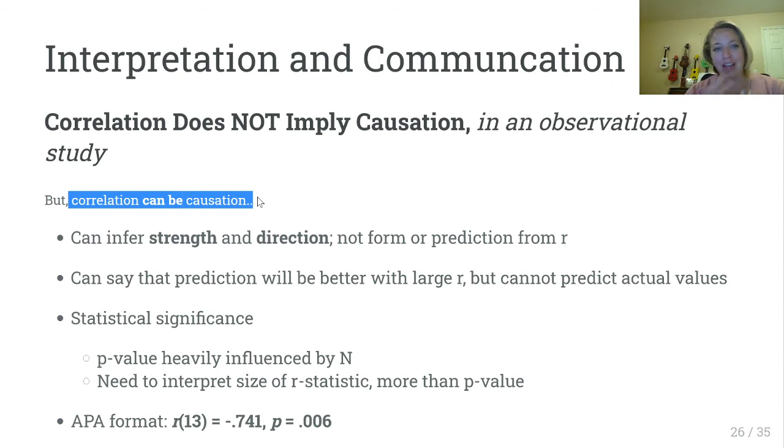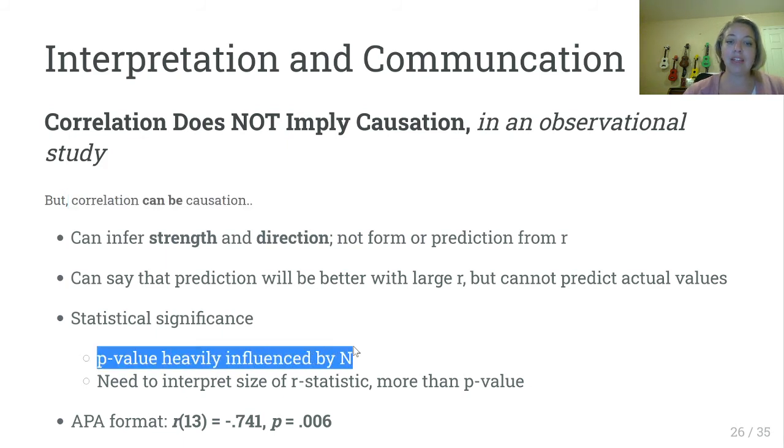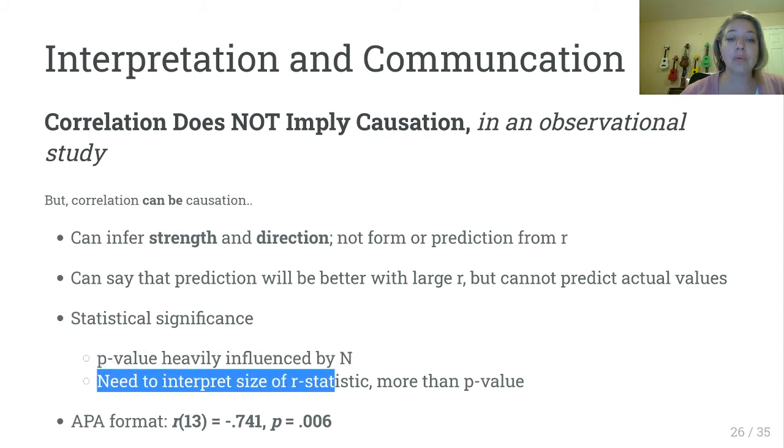We've talked about these ideas before. Some other things to know about correlation is that p-values can be very influenced by sample size. If you have a small sample size, your p-values are not going to be very helpful for correlation. And we need to interpret the size of the R value, not just the statistical significance.